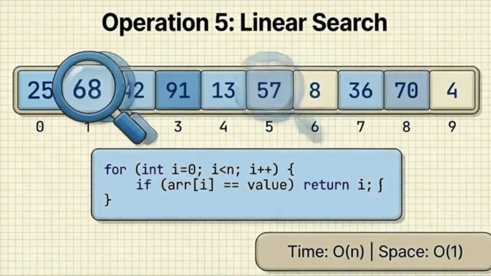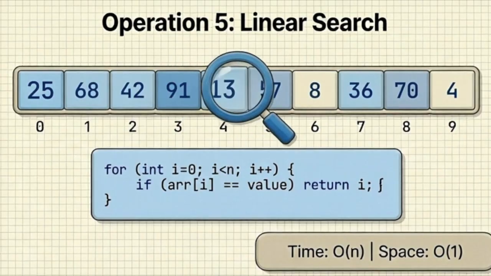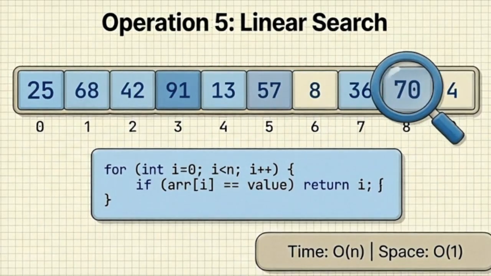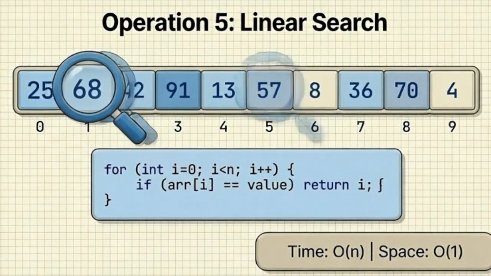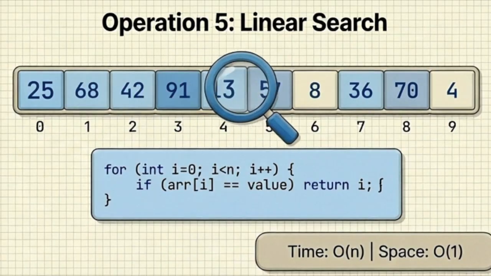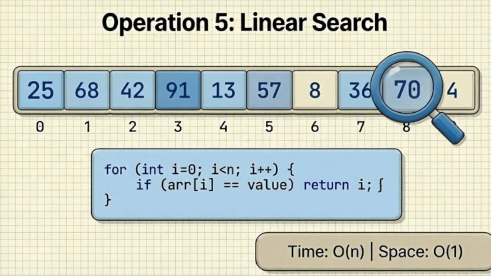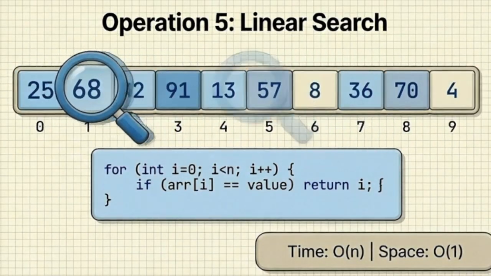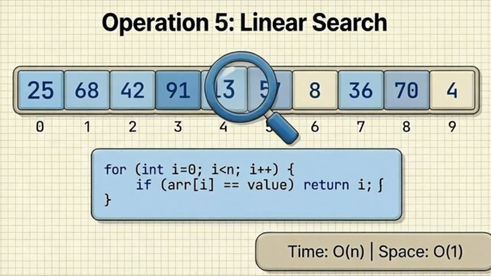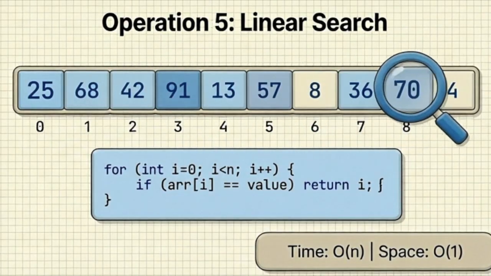Fifth is search. Search is different from access. In access, you have the index. In search, you have the value, and you are looking for the index. In the worst case, your item is at the very end. You have to check every single box. That makes linear search big O(n).